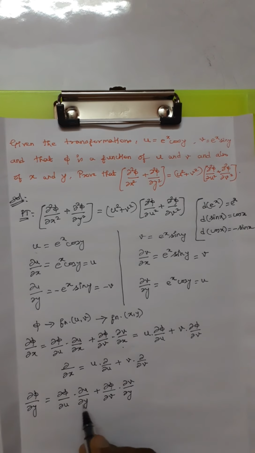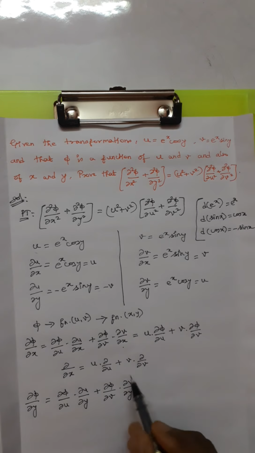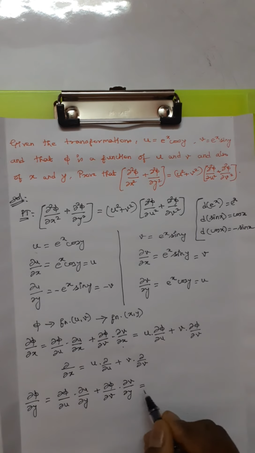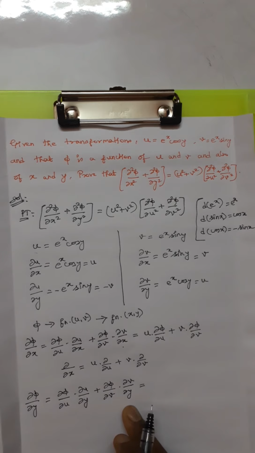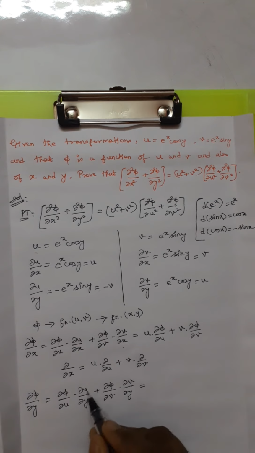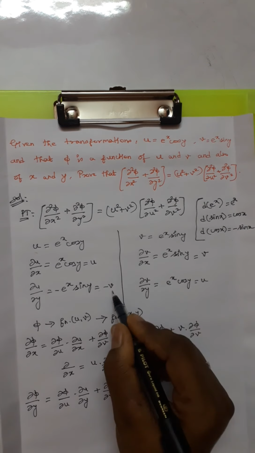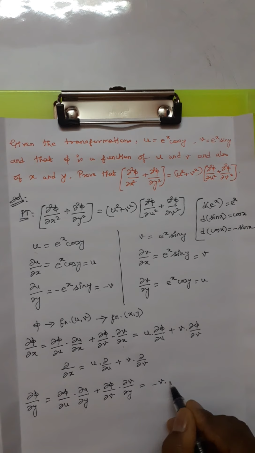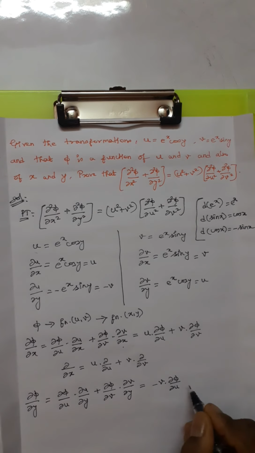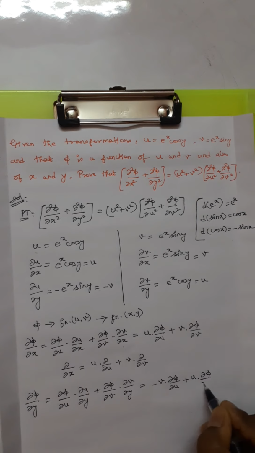So that when we cancel this dou u's, we get the same term which we have in the LHS, dou phi by dou y, which is equal to, in the partial derivatives, we have already found it here. Right? Just substituting it here. Dou u by dou y, which is minus v. So minus v dou phi by dou u. Similarly, dou v by dou y is plus u. So plus u dou phi by dou v.